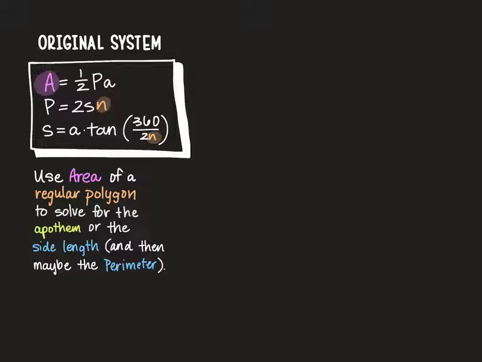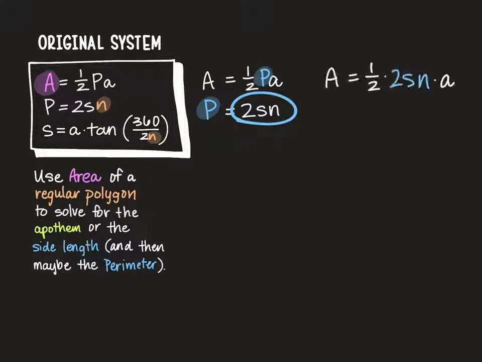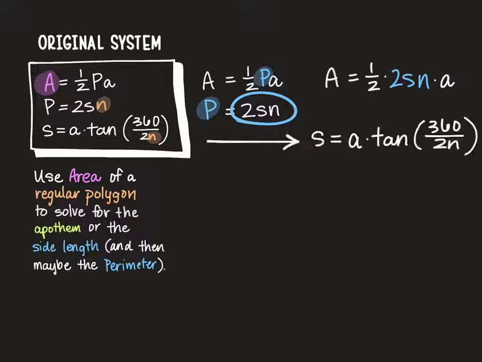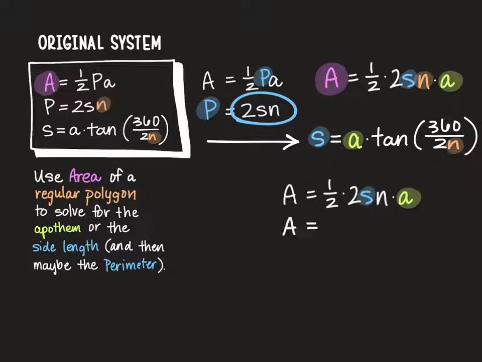So by substituting 2sn in place of perimeter in the area equation, this drops us down to a two-variable system of equations, where our unknowns are s and a. Now before we start substituting our known values for area and number of sides, let's actually simplify this top equation a little bit. This equation for area is represented as a single product with all the numbers and variables already multiplied together, so there's no distributing in order to be simplified.